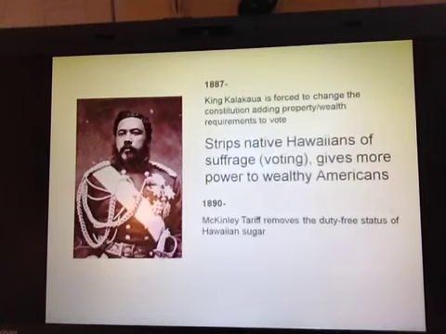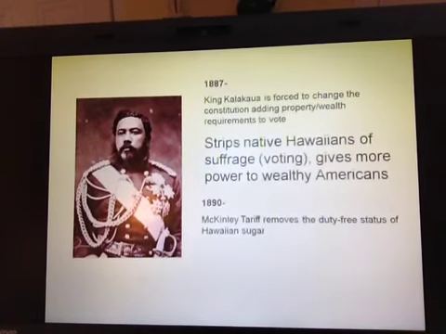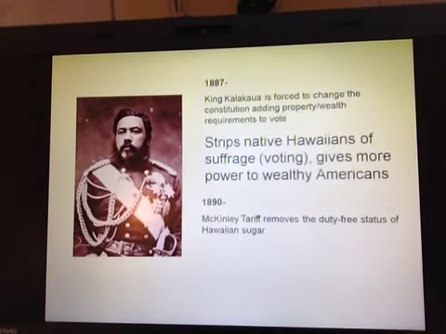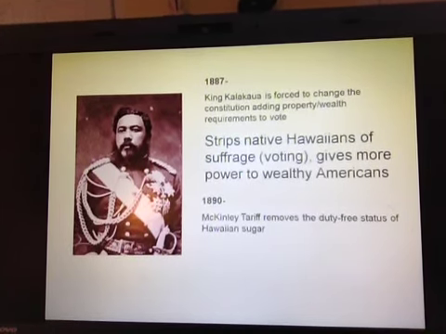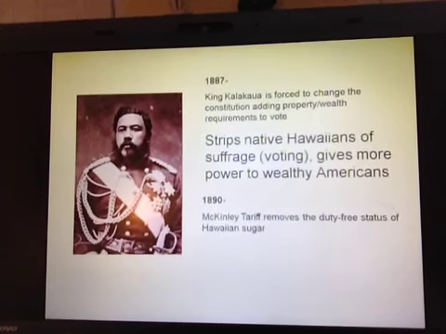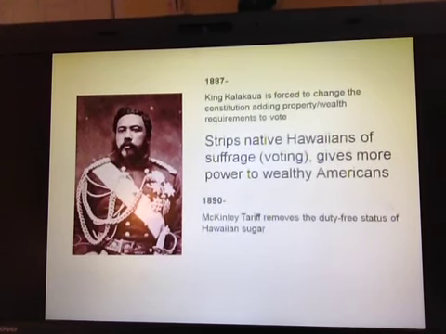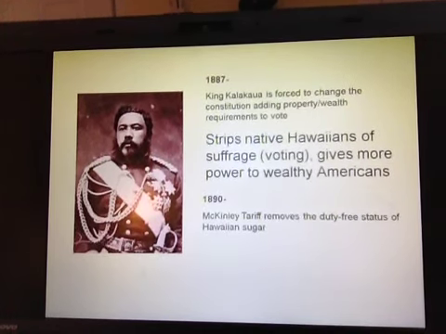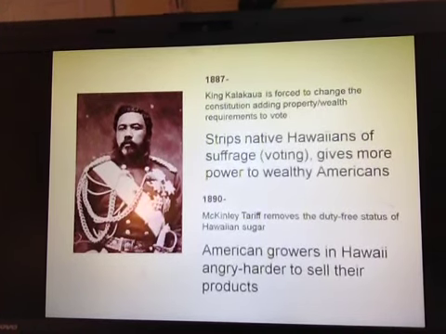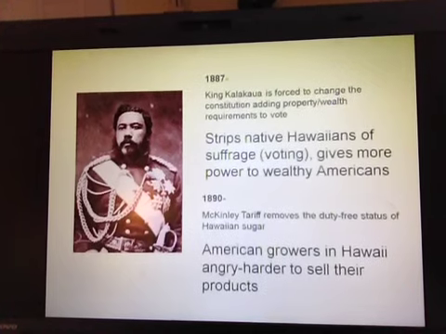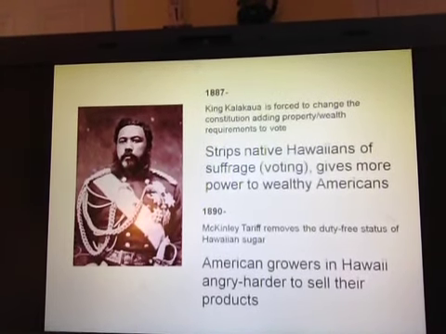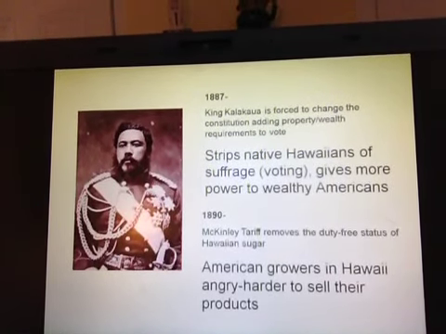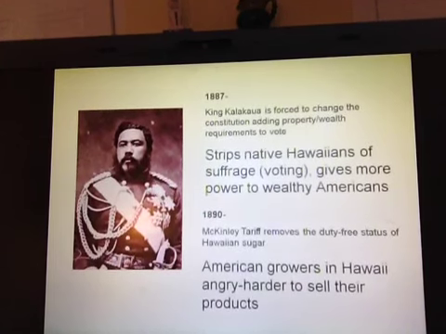And so the native Hawaiians are stripped of their voting rights, and it gives basically the wealthy Americans all the power in Hawaii's society. And then in 1890, the tariff law changes, and suddenly Hawaiian sugar is going to be taxed again as it enters the United States, and so it's going to become relatively more expensive. And so the American growers in Hawaii are really angry because suddenly it's harder to sell their products in America because of this tax. So hopefully you can see where this is all heading.